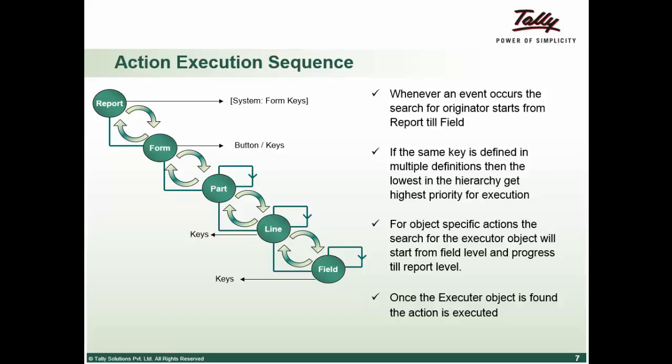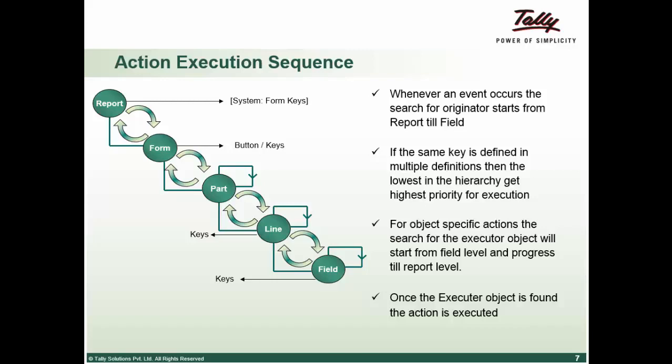So first the search will start from report, will go till the field. Okay, line can also do enter, field can also do enter, but in the hierarchy the lowest one gets the precedence. So the field key enter will get executed. So for object specific actions, the search for the executor object will start from the field level and progress till the report level.